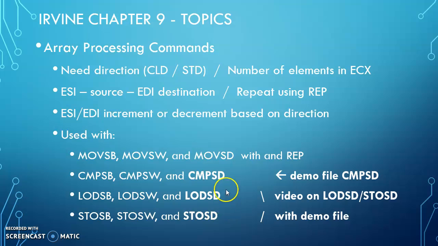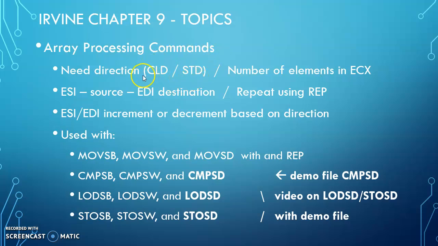In order for that load and store to work, there's some setup that needs to be done. One is ESI needs to be set to the offset, logically the address of the source array. EDI is set to the offset, logically the address of the destination array. So those things are done first. ECX needs to be loaded with the number of elements that those arrays have. The assumption is that these arrays are of the same size.